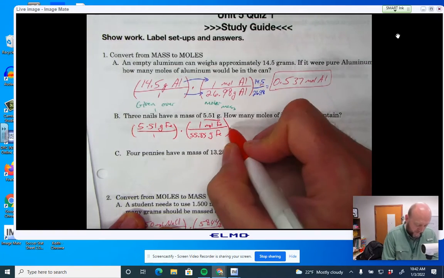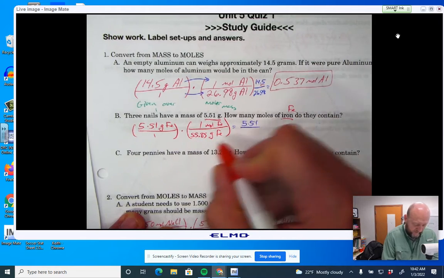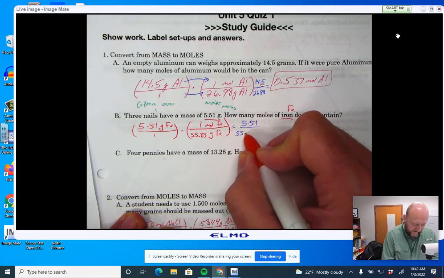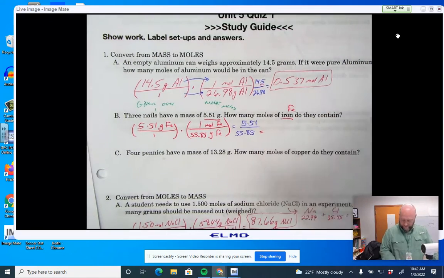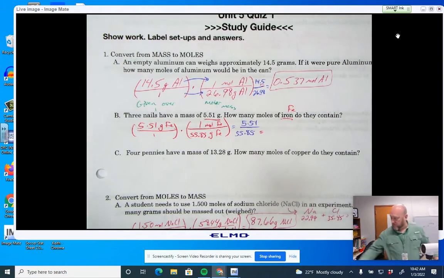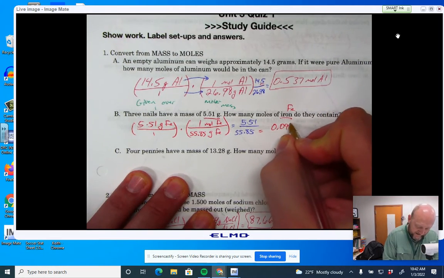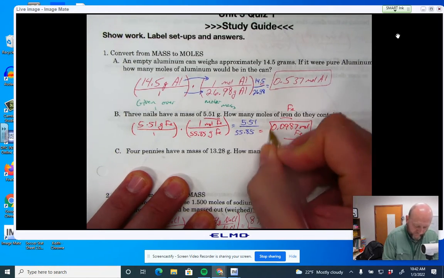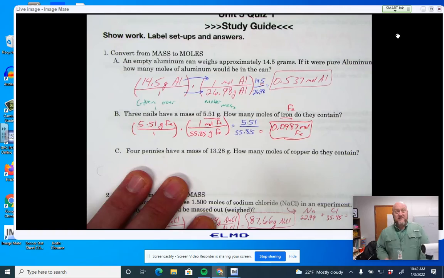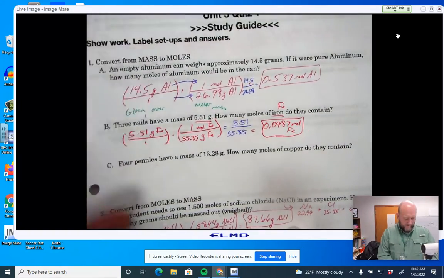And as before, we multiply across the top, 5.51, multiply across the bottom, 55.85, and then we simply divide. When we punch that into our calculator, we end up with 0.0987 moles of iron. So go ahead and do letter C on your own, but I want to talk you through that part.